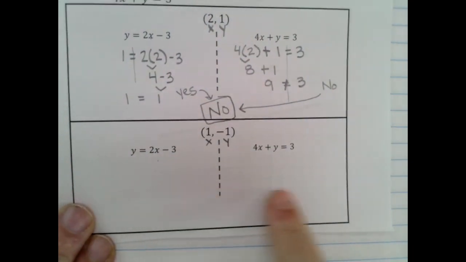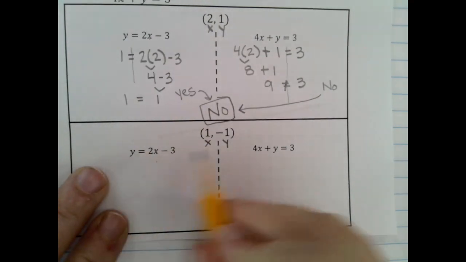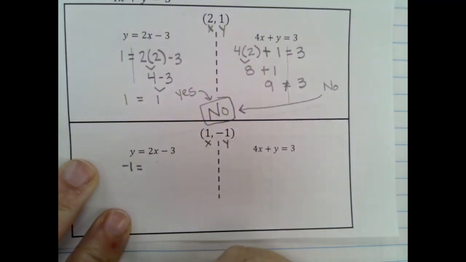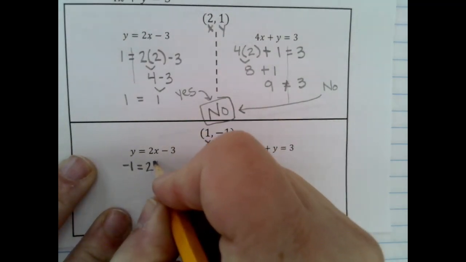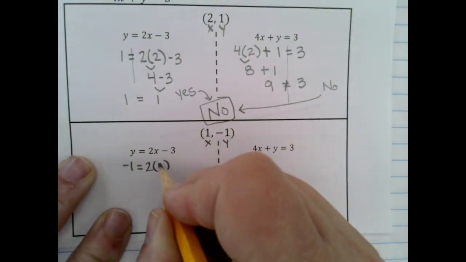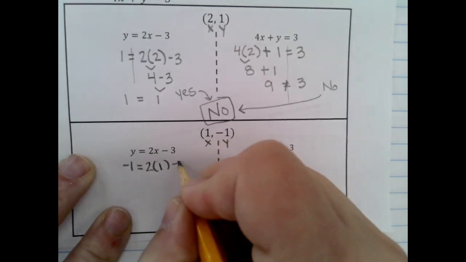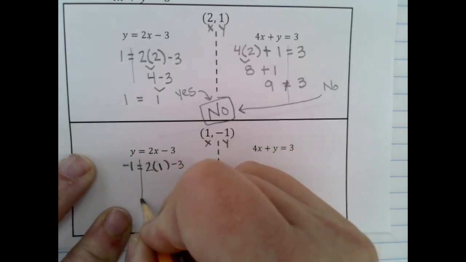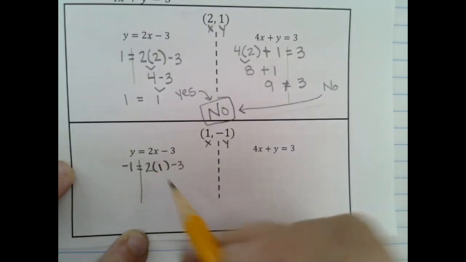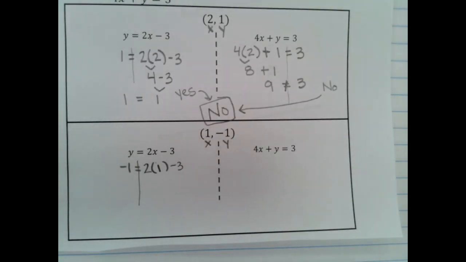If you want to work ahead, go for it. So we're starting with y. y is negative 1 equals 2 times our x. What is our x? x is 1, so 2 times 1 minus 3. There's nothing to do on the left side. We just have negative 1. So all we need to do is on the right side, find that answer. So 2 times 1 minus 3.